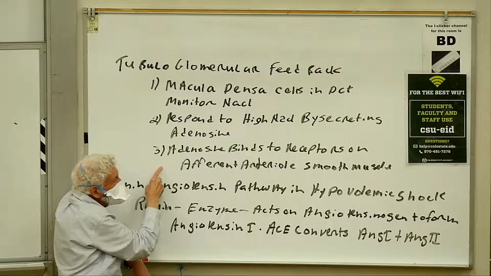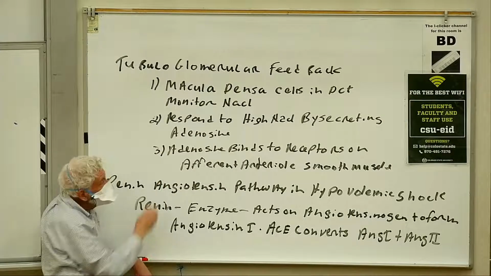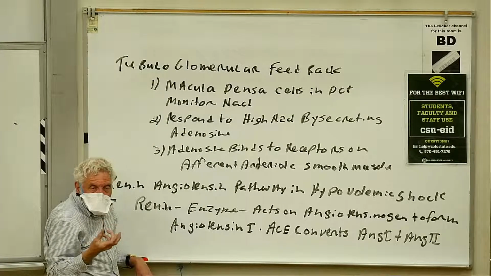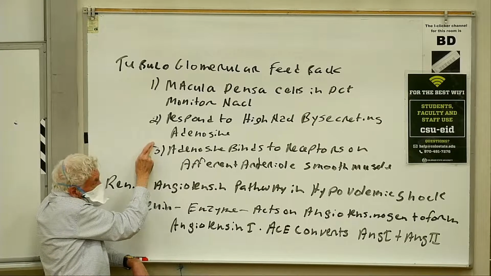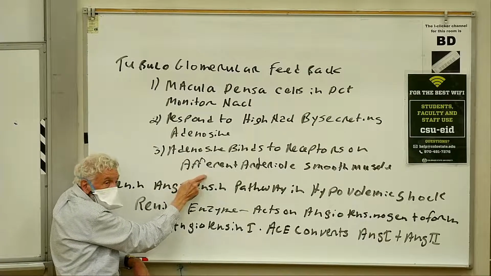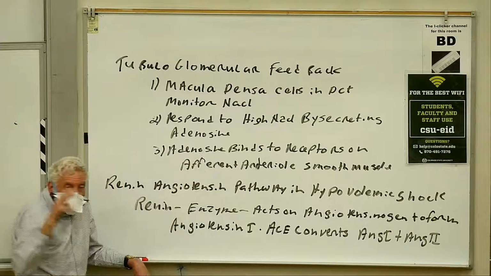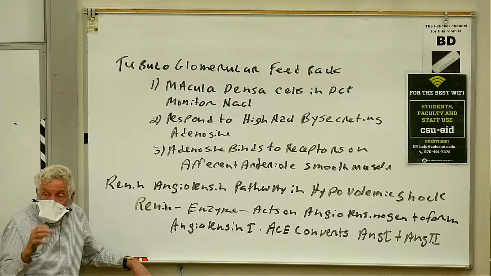There are adenosine receptors on the smooth muscle of the afferent arteriole. And we'll see that all of this is strategically located right next to one another, so that the adenosine released can, over a short distance, bind to the receptors on the smooth muscle. When the smooth muscle binds adenosine, it contracts. This is the smooth muscle of the afferent arteriole.